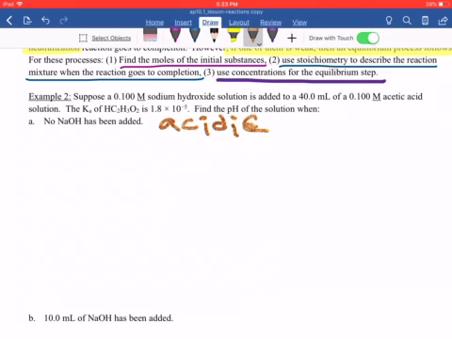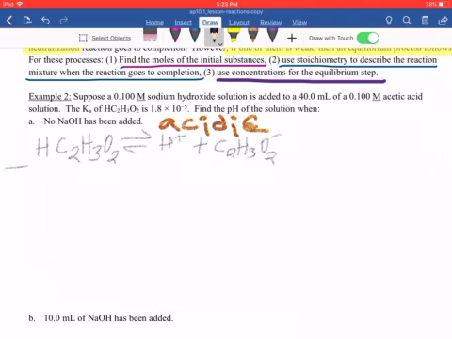Our ice box table, we're going to start with our equation. We have acetic acid, and since it's just acetic acid, I'm going to write that it splits apart slightly, right? Less than 5%, so back and forth arrows. We have H positive, and then acetate, which is C2H3O2 minus.